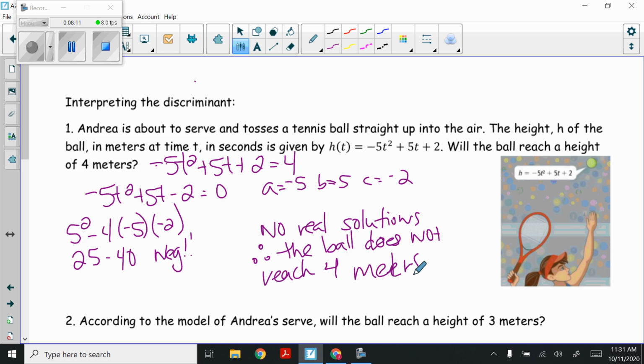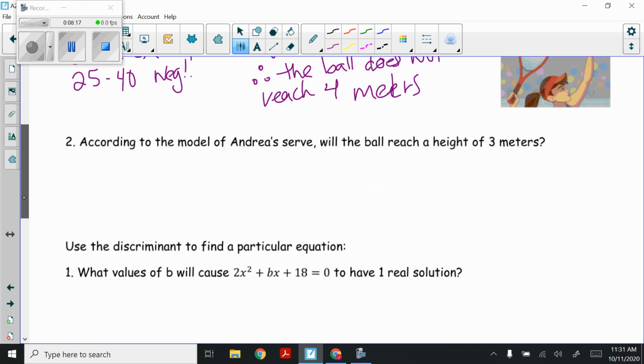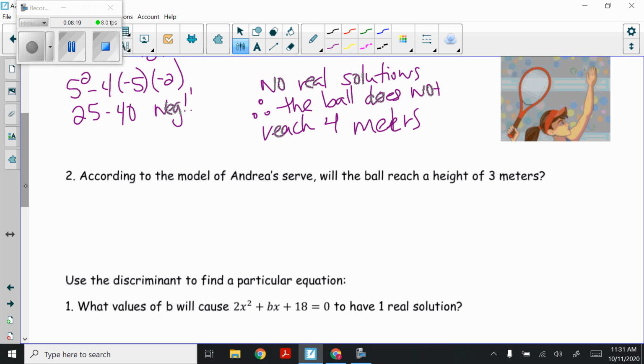All right. Notice again, I didn't solve it because it didn't ask me at what time. It just asked me, will it happen? Number 2, according to the model of Andrea's serve, will the ball reach a height of 3 meters? So again, I'm going to set the equation that they gave to me, negative 5t squared plus 5t plus 2. This time I'm going to set it equal to 3. And I want to know what types of answers this would have.